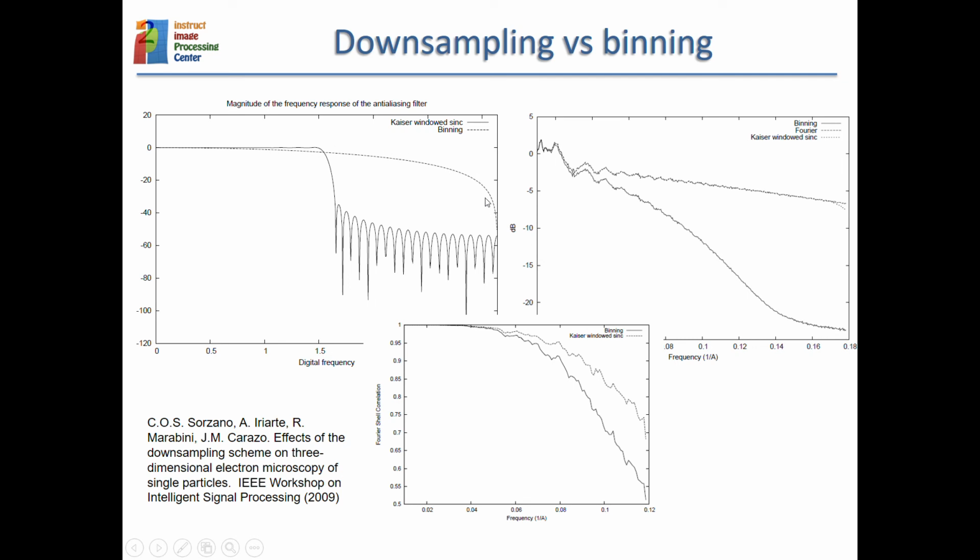But if you do binning, this affects a lot the Fourier shell correlation, for instance. What is the power spectrum of the resulting images? So they can be really, really harmful.